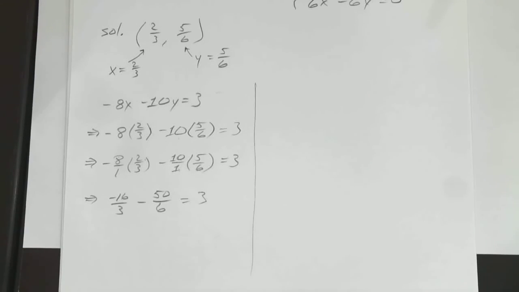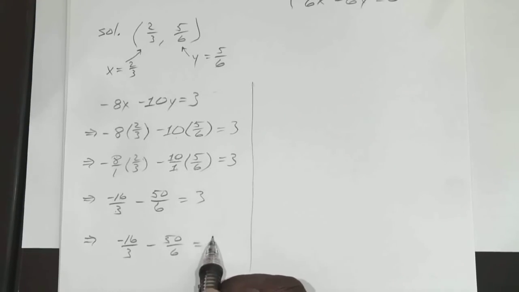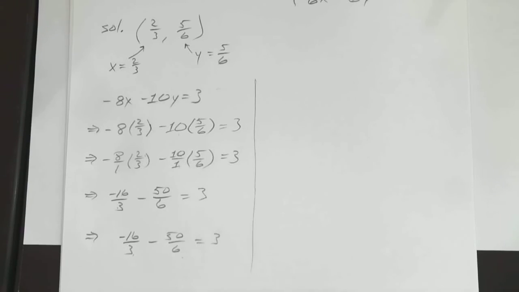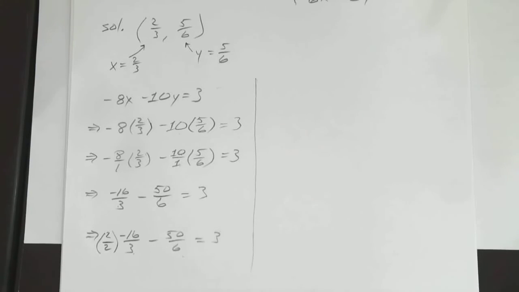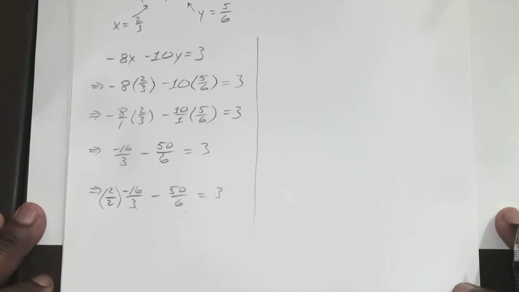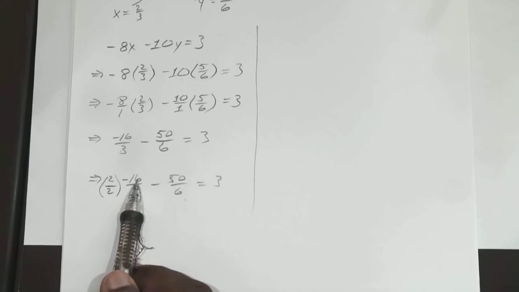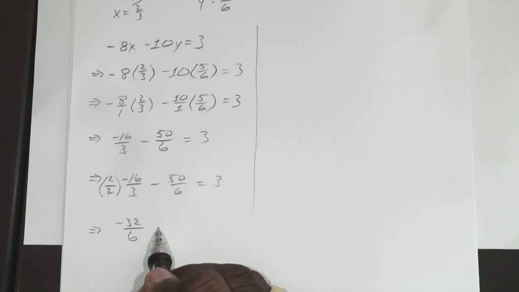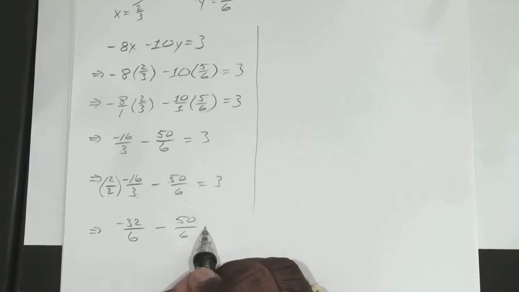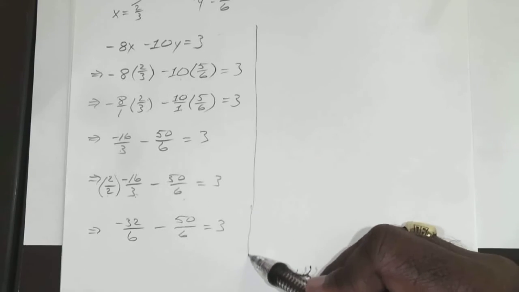Okay, so now we're just subtracting two fractions, which you can't really do as long as your denominators are different. So you have negative 16 over 3 minus 50 over 6. If you multiply 3 times 2, you'll get 6. So we'll just multiply that by 2. And anything you do to the denominator, you have to do it to the numerator. So we multiply that by 2 over 2. And move that up a little bit. Okay, so 2 times negative 16 is negative 32. 2 times 3 is 6. Minus 50 over 6 equals 3. Bring that down a little bit more.